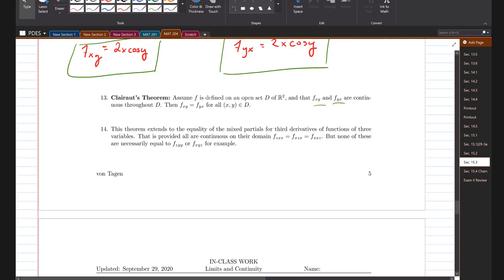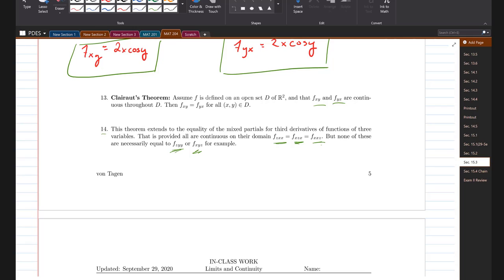Okay? So folks, just be careful. This does extend to higher variables, but it has to do with not all mixed partials, right? This mixed partial and this mixed partial, there's nothing that says they're going to be the same. But notice that this has two x's and a z, this has two x's and a z, this has two x's and a z. So that's the extension to Clairaut's theorem. I don't want to worry about that. That's as far as I'm going to go with it.